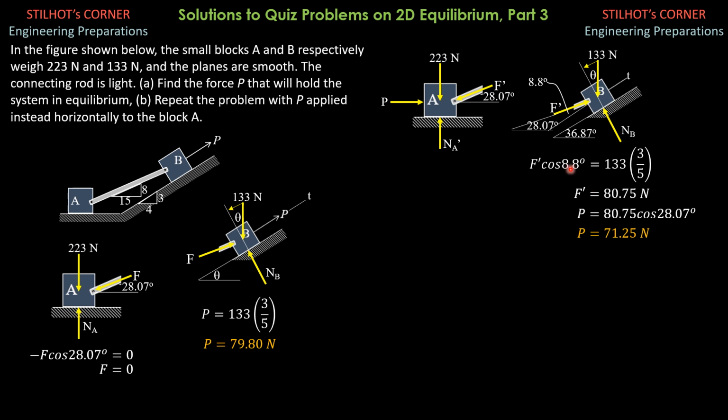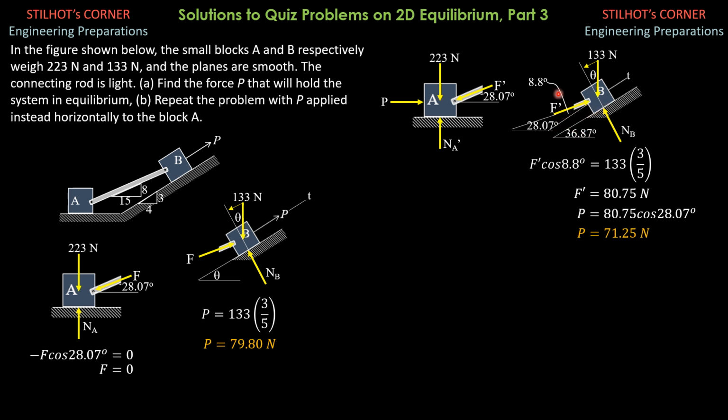So it should be 80.75. But I solved F prime directly by summing up forces along the tangential axis so that NB is not involved. Only one unknown is involved, F prime. Since this is 28.07 degrees and the inclined plane is making an angle of arctan 3/4 or 36.87 degrees, this is the line parallel to this inclined plane.